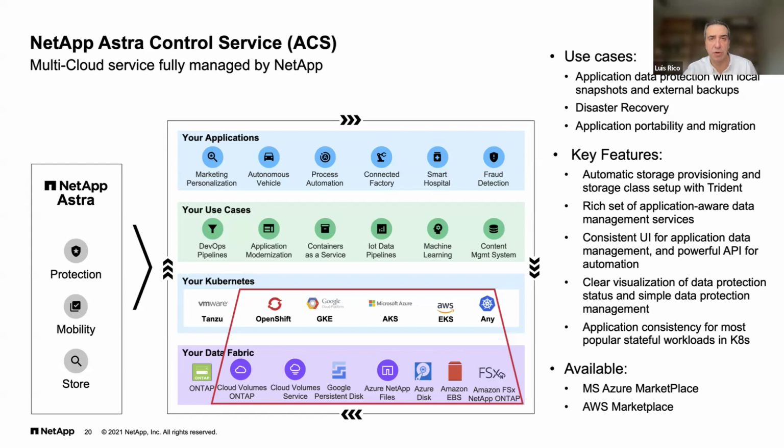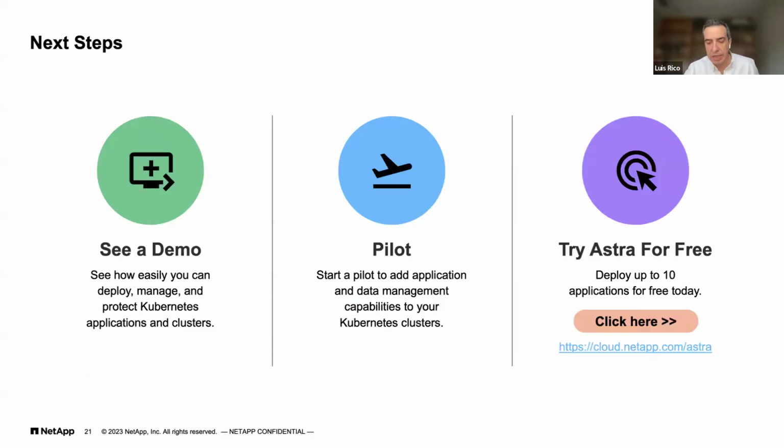So we can protect all the applications, even if they are using other storage solutions like the default hyperscaler storage. The only requirement is that we need a CSI driver, because we do CSI snapshots. This service is available in the Azure Marketplace and in the AWS Marketplace, so it's easier to consume. So that's all from the slides point of view.